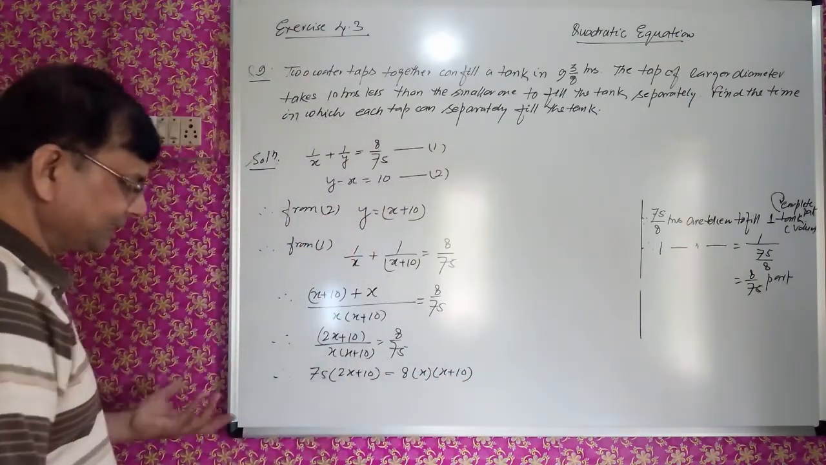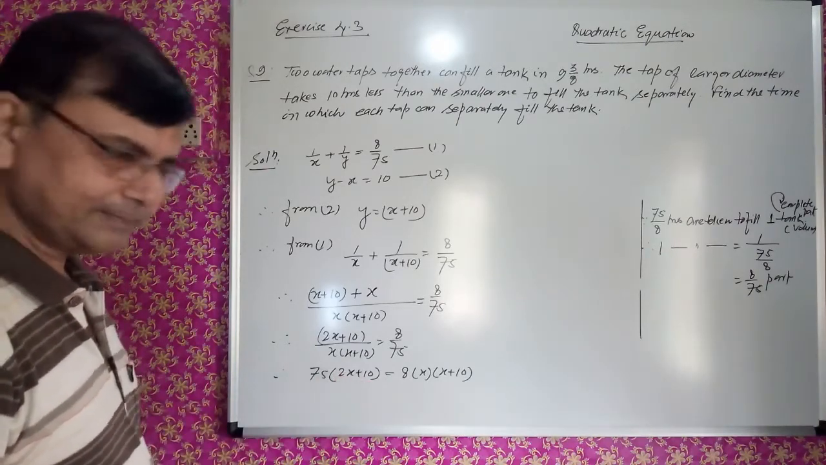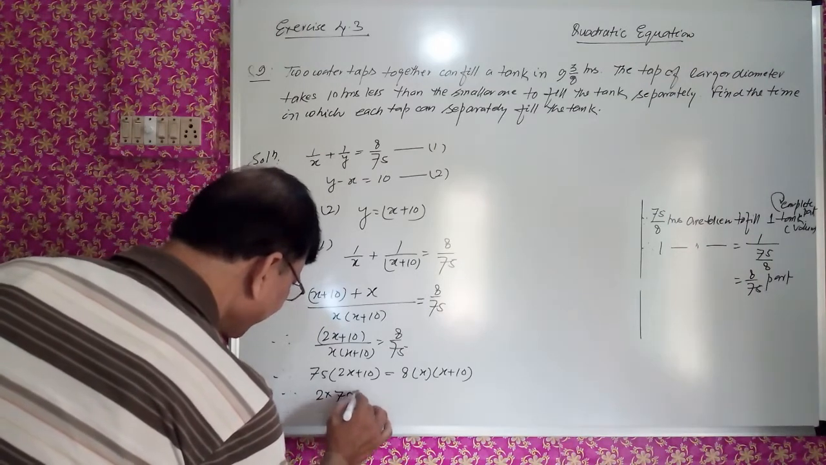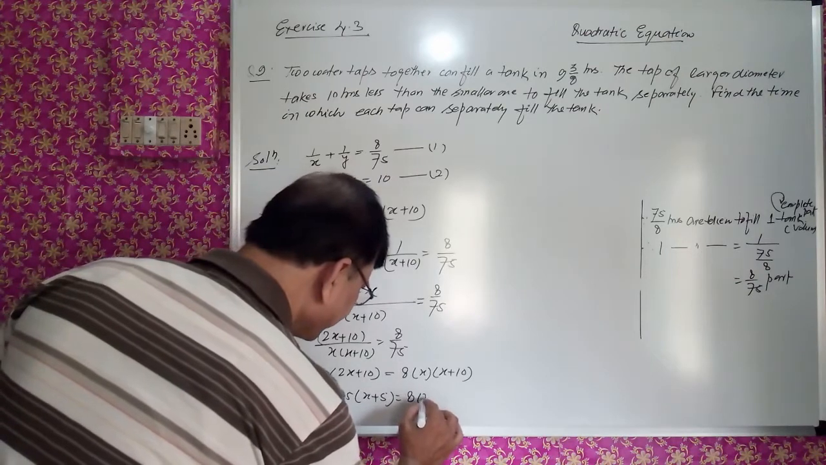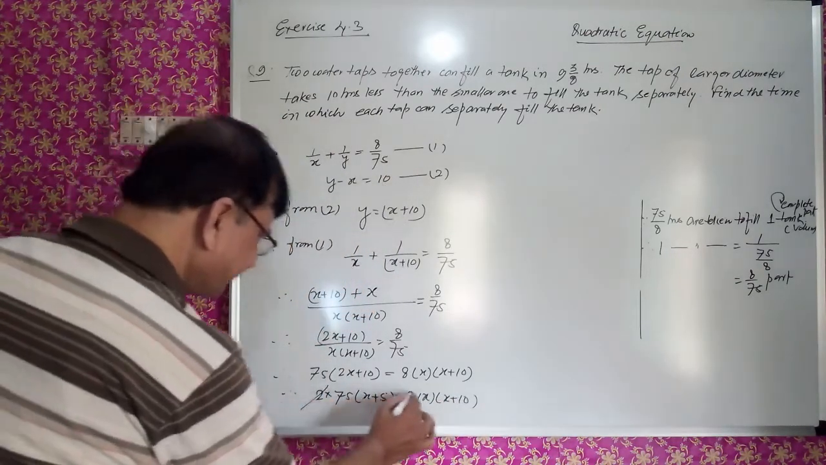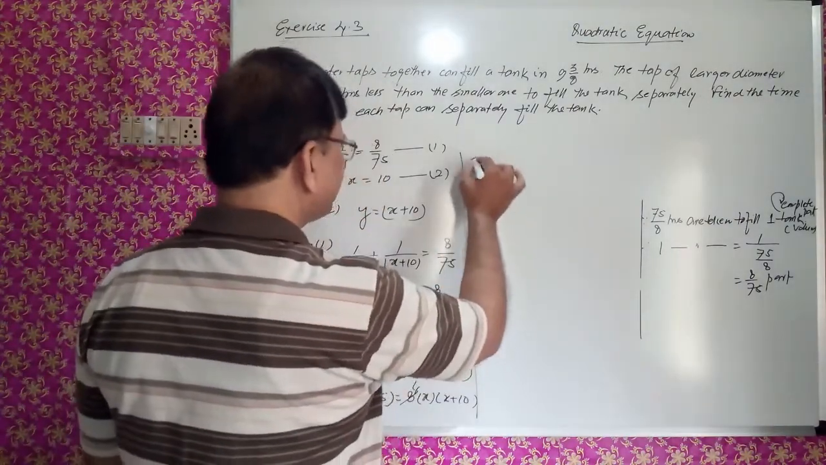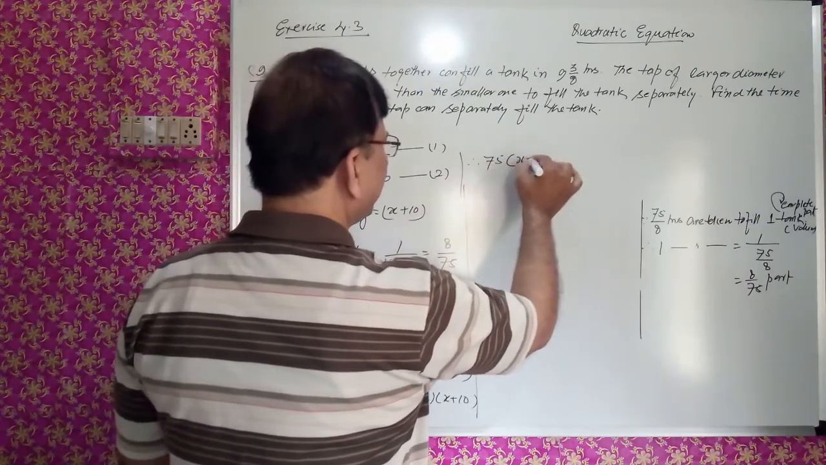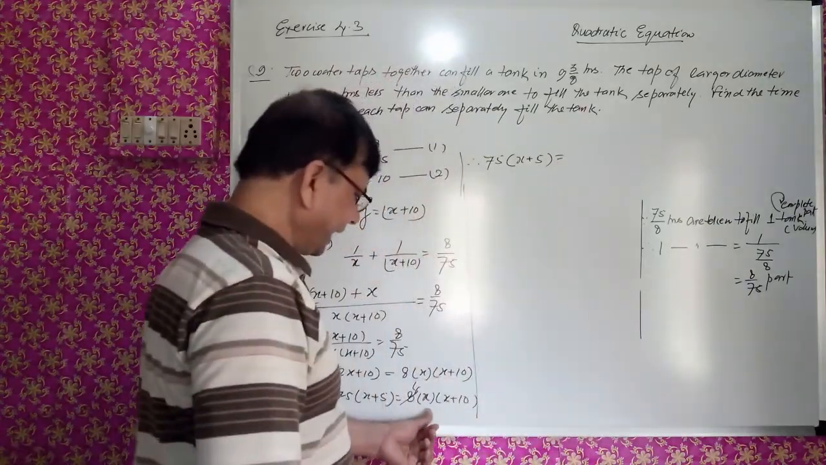So cancellation etc. we can do. If you want, we can take 2 common from this, right? Therefore 2 into 75, that is x plus 5, that is equal to 8x, x plus 10. So 2, it will go 4 times. So further simplification we can do. Therefore, that is 75 into x plus 5, that is equal to 4x.